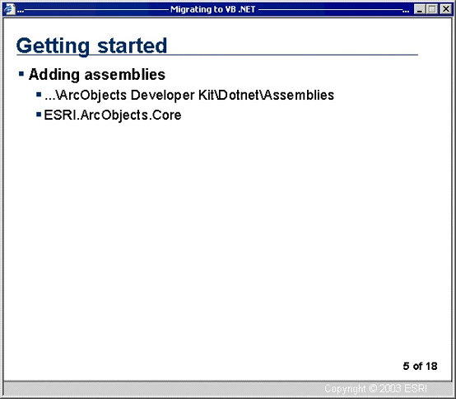Assemblies are the building blocks of the .NET framework. They can be executables or DLLs, and they are the libraries that you need for development. The ESRI assemblies reside in the ArcGIS installation folder in the ArcObjects Developer Kit subdirectory. Always ensure that you access ESRI assemblies from this .NET Assemblies folder. Once you begin developing your application, you'll probably find that the first assembly you use is ESRI ArcObjects Core.